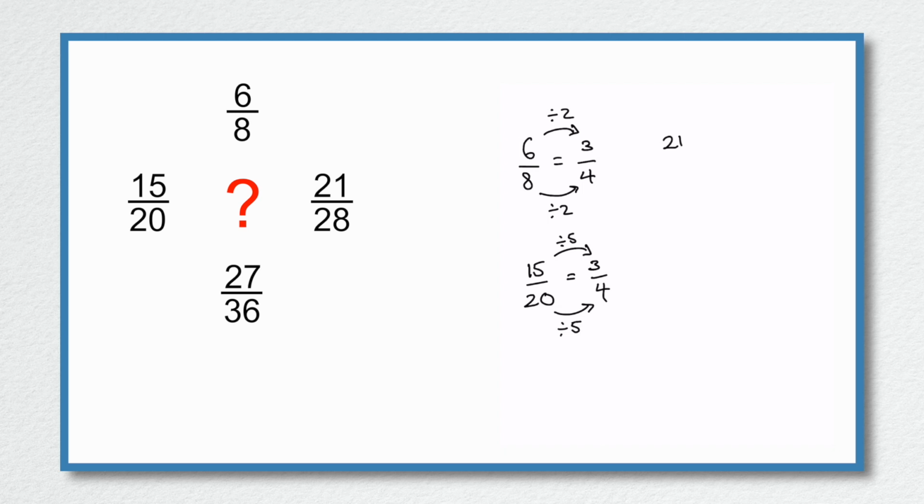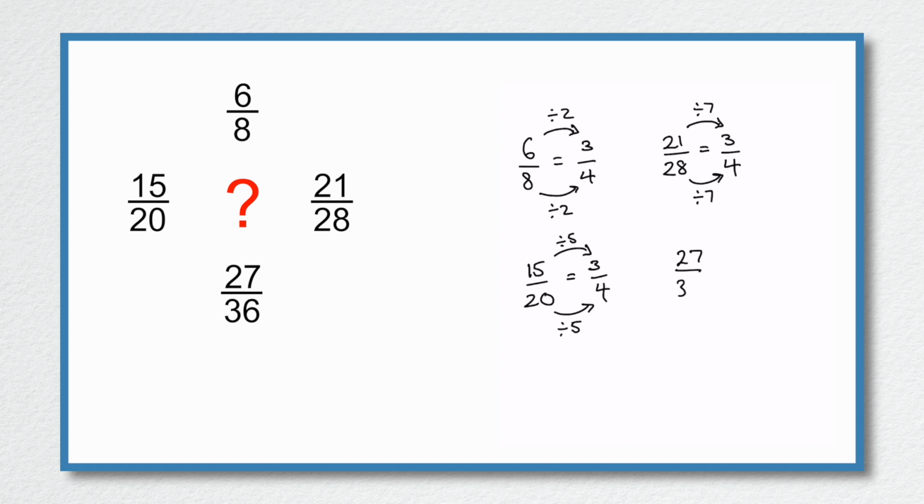For 21/28ths, I happen to know that 7 goes into 21 and 7 goes into 28. So if I divide the numerator and the denominator by 7, I have 21 divided by 7 is equal to 3, and 28 divided by 7 is equal to 4. Again, we have 3/4.